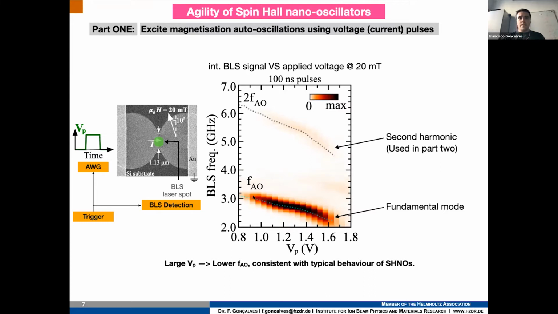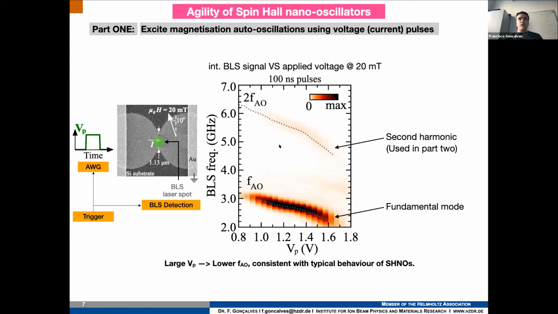This main mode exhibits a downshift with increasing amplitude, and this is very much the main point here. It will be important to keep this in mind for the next stages. We also detect the second harmonic, which is obtained due to the fact that we are dealing with a planar geometry, and for that reason, one can detect the second harmonic mode.